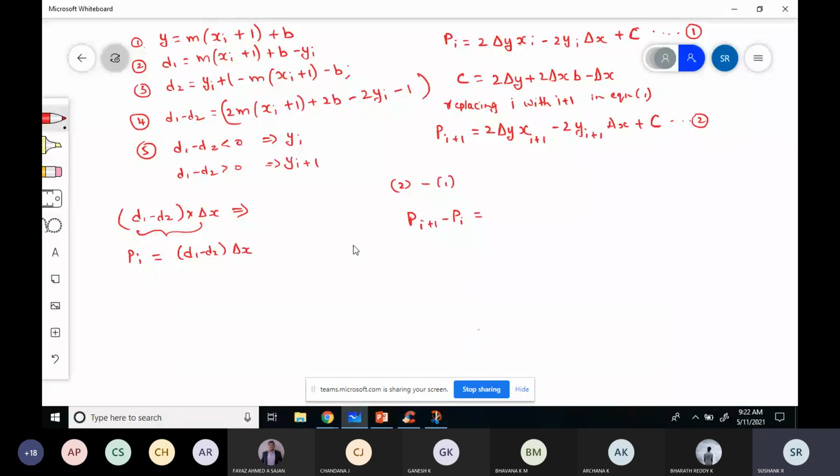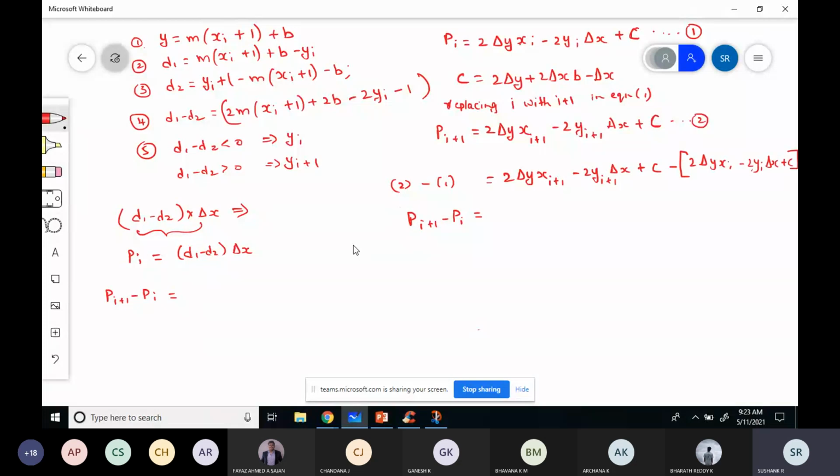Now by this you can know that C and C will get cancelled. So I'll write the result here. P of I plus 1 minus Pi, what will be the result? Here I'll do the calculation. P of I plus 1 is given by 2 delta y x of I plus 1 minus 2 y of I plus 1 delta x plus c, minus 2 delta y xi minus 2 yi delta x plus c.